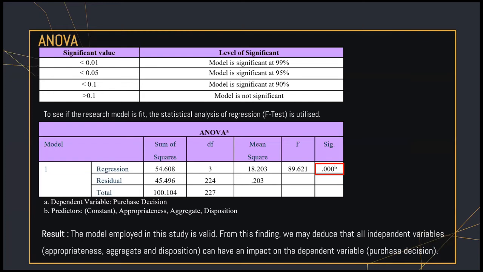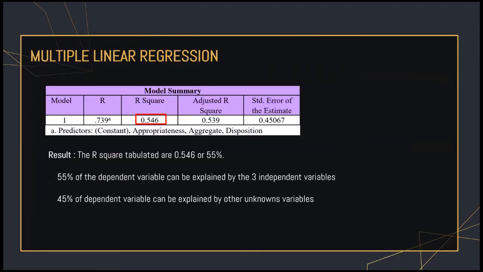Now, in terms of ANOVA, from the finding itself, we may deduce that appropriateness, aggregate, and disposition all can have an impact on the consumer purchase decision, as you can see in the red box. Now we proceed towards the multiple linear regression. The R-square tabulated is 0.546 or 55%, which indicates that 55% of the dependent variable can be explained by the 3 independent variables, whereas 45% can be explained by other unknown variables.